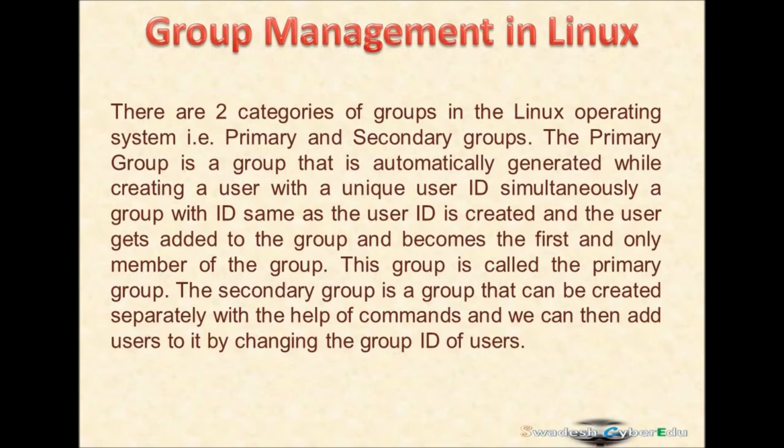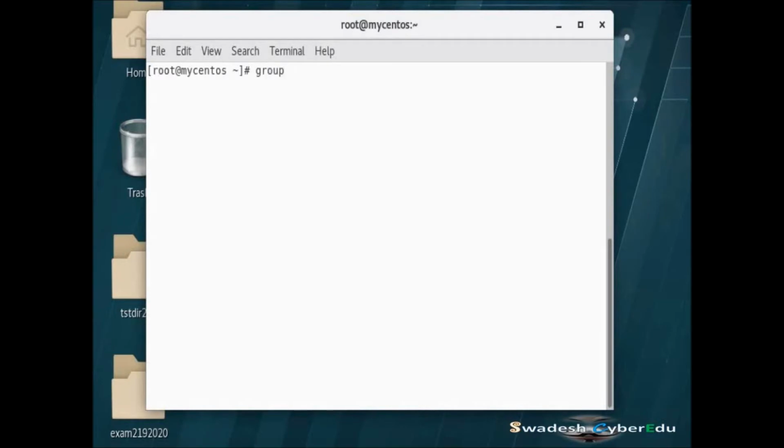A secondary group is a group that can be created separately with the help of a command, and we can then add a user to it by changing the group ID of the user by command. Add a new group, admin.